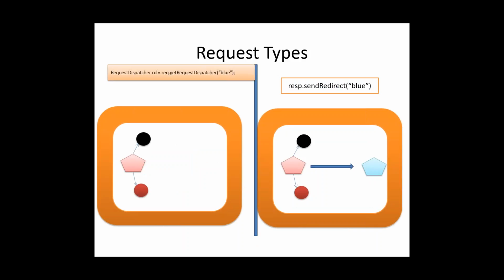Now, over here, you want to transfer the request from this to this. This is the red servlet and this is the blue servlet. So if you want to transfer the request from one servlet to another servlet, you will take help of the request dispatcher. RequestDispatcher rd = request.getRequestDispatcher("blue"). So when you're taking help of this, that is the job of the request dispatcher.